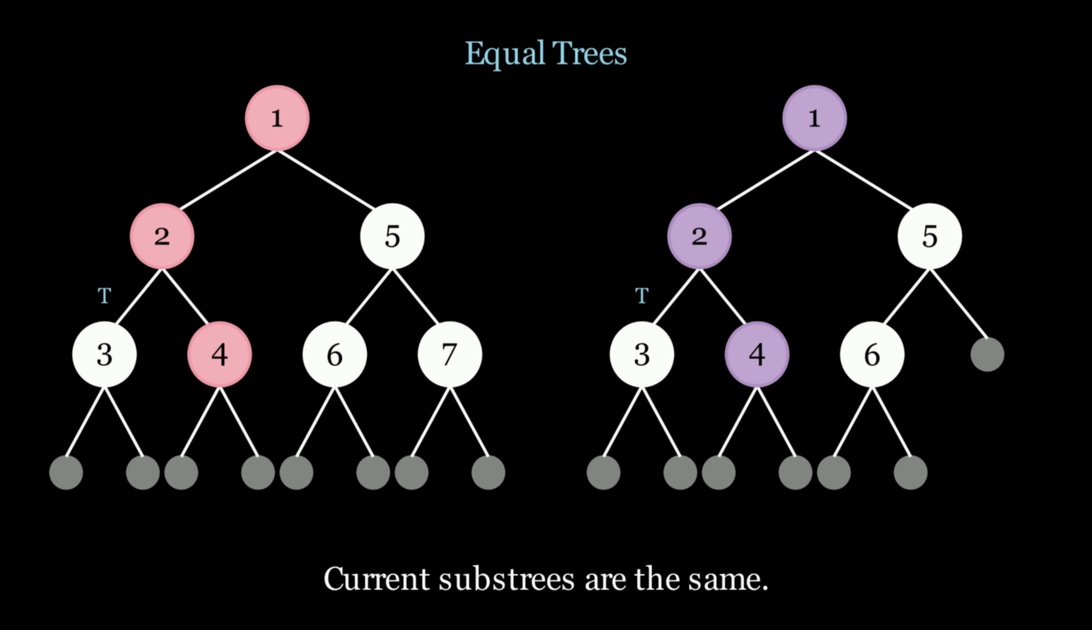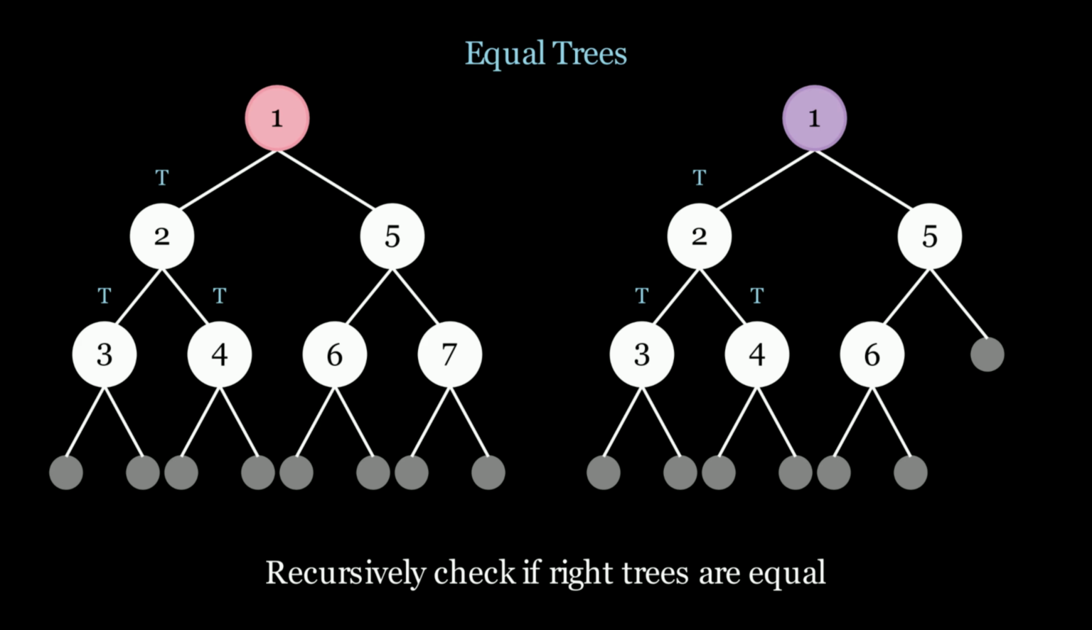Now we know that at node 4, the trees are the same, so we put true, and we go back to node 2. Now at node 2, the values of P and Q were the same, they were both 2, and the left and right subtrees were also equal. So now we know that the subtree at node 2 is also equal, and that means the left subtrees at node 1 are equal. So this is true.